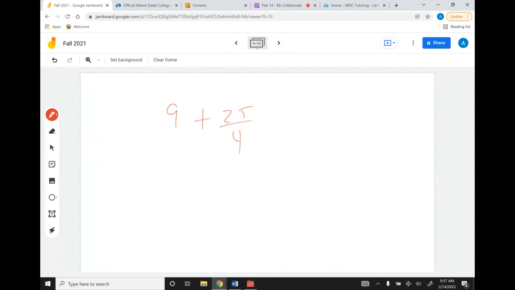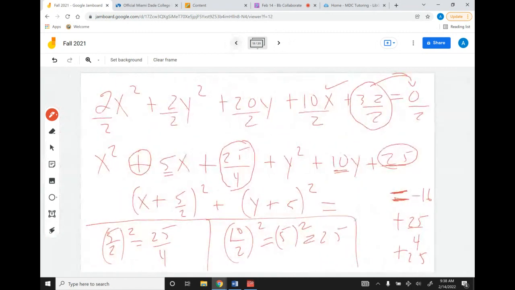Now, it might be a good idea to review adding fractions. So I'm going to show you a shortcut. You multiply there, that will be 36 plus 25 divided by the same denominator. Okay? So what do we have? We have 36 plus 25. That gives you 61 over 4. So this is what I get here. Okay? So I get 61 over 4.